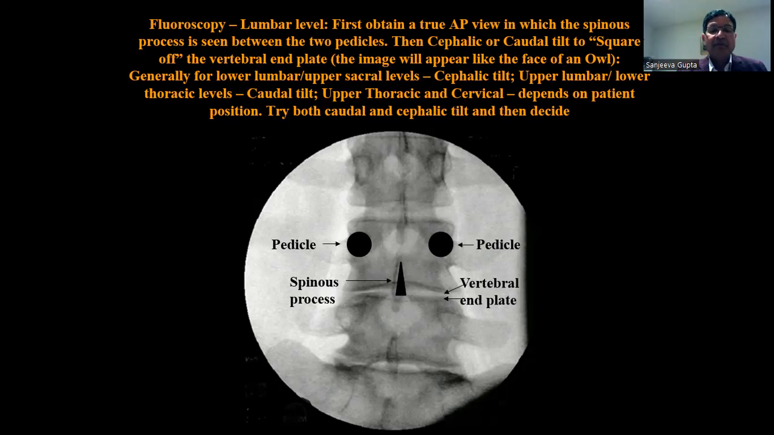Normally, at the lower lumbar level, you will need a cephalic tilt. At the upper lumbar and lower thoracic, you'll need a caudal tilt to square the vertebral end plate closest to the target point. And at the thoracic and cervical level, you have to go either way and check which direction, whether cephalic or caudal tilt, squares the vertebral end plate.